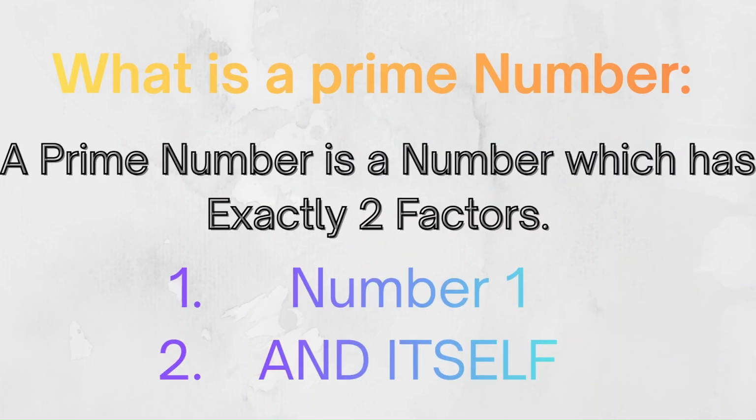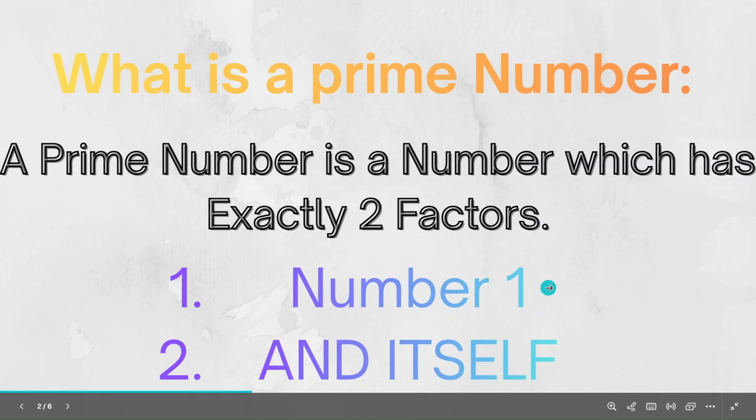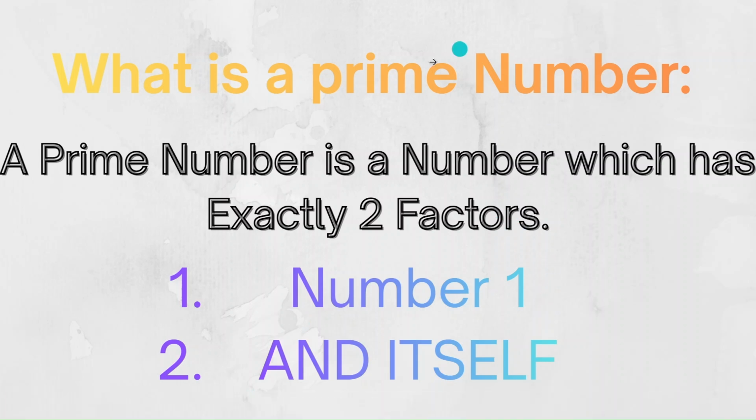So a prime number is a number which has exactly two factors. What are the two factors? Number one and itself. There are only two factors, which are number one and itself. So this is the condition for prime numbers. A prime number has exactly two factors. So what are the two factors? The number one and itself.